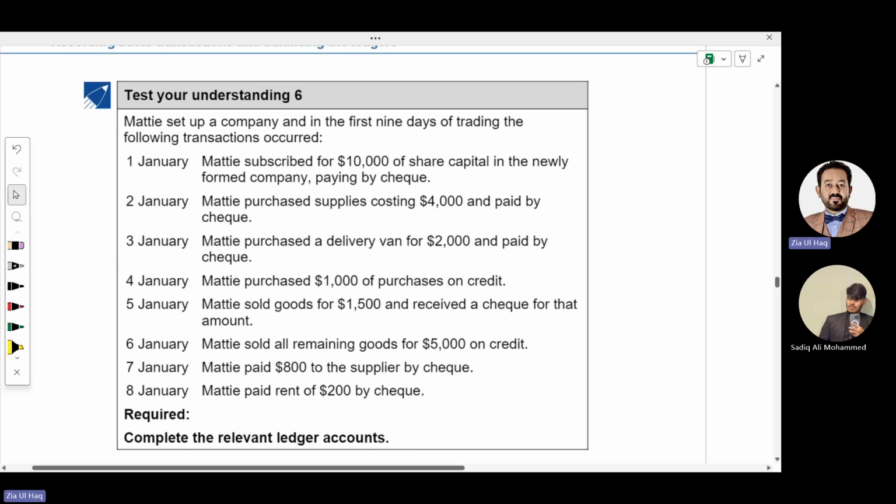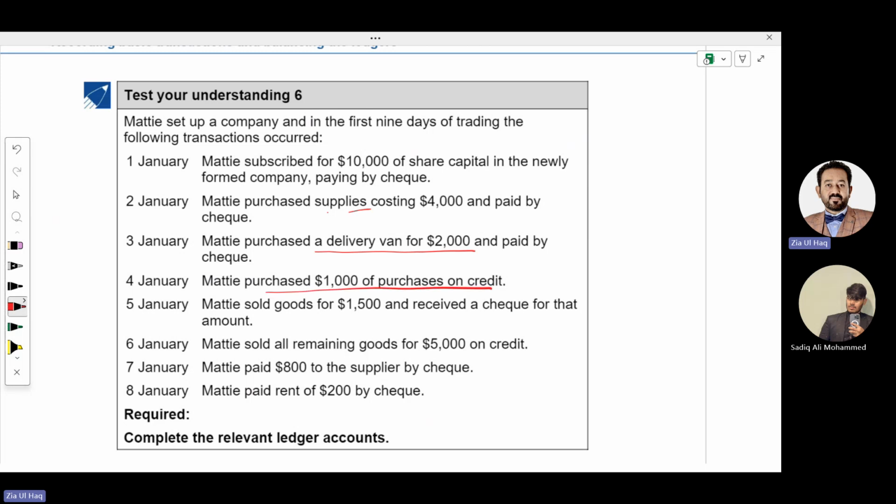We need to pass accounting entries. Mate subscribed for 10,000 of share capital in the newly formed company, paying by check. Bank debit, capital credit. Purchase supplies costing 4,000 and paid by check. Supplies also called goods. Purchases debit, bank credit. Purchase a delivery van for 2,000 paid by check. Van debit, bank credit.